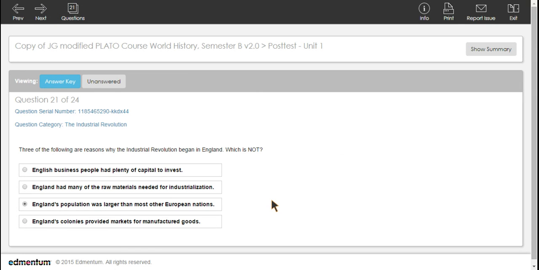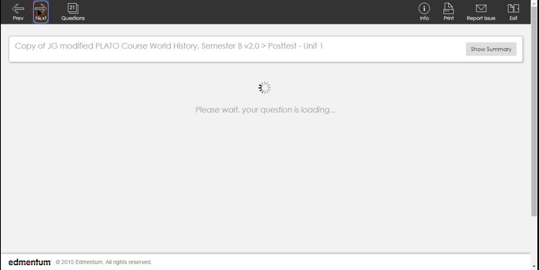Three of the following are reasons why the Industrial Revolution began in England, which is not? English business people had plenty of capital to invest. England had many of the raw materials needed for industrialization. England's population was larger than most of European nations, or England's colonies provided markets for manufactured goods. The correct answer is England's population was larger than most other European nations.